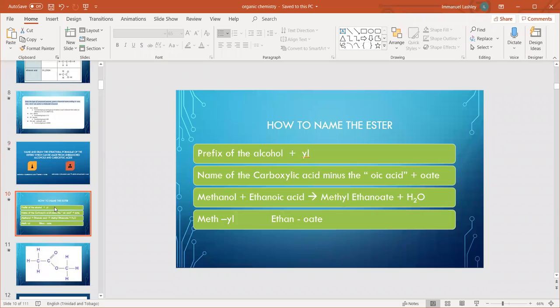So how did we come up with that name, methyl ethanoate? What they did, they took the prefix of the alcohol, and they add YL to the word.